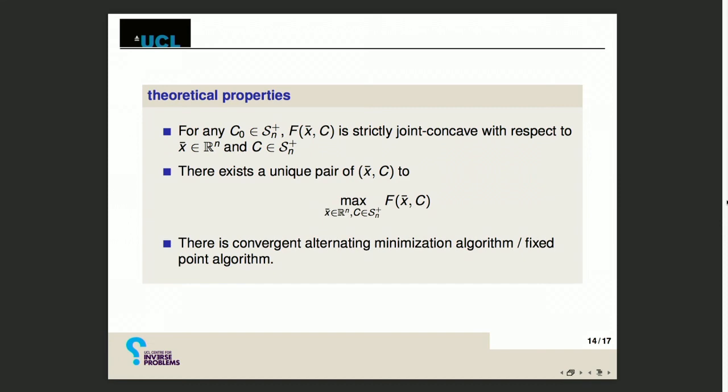By means of alternating minimization, we fix the mean and minimize with respect to the covariance, and then fix the covariance and optimize with respect to the mean. If we just repeat these two steps, it can be shown that the procedure will always converge. We can also develop some fixed point type algorithm for which we can also show convergence, because of the nice structure of the problem.